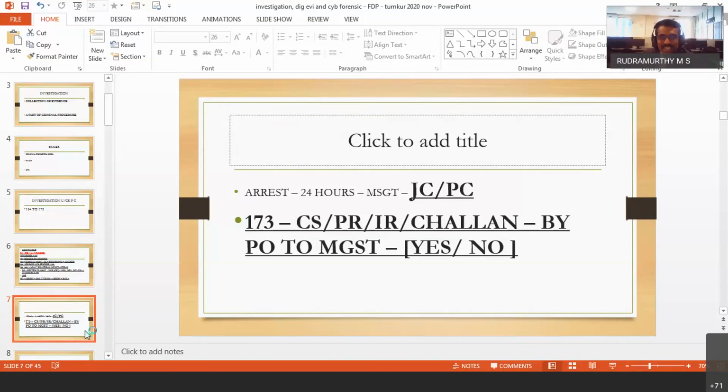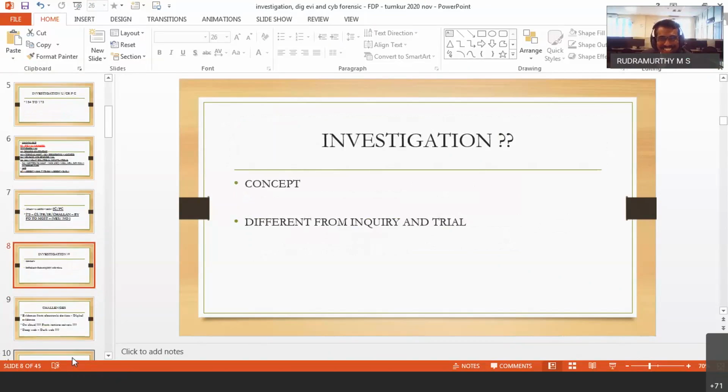No problem. And this information is necessary for everyone. Right. So this is what all of us should know as to what happens in relation to criminal cases.